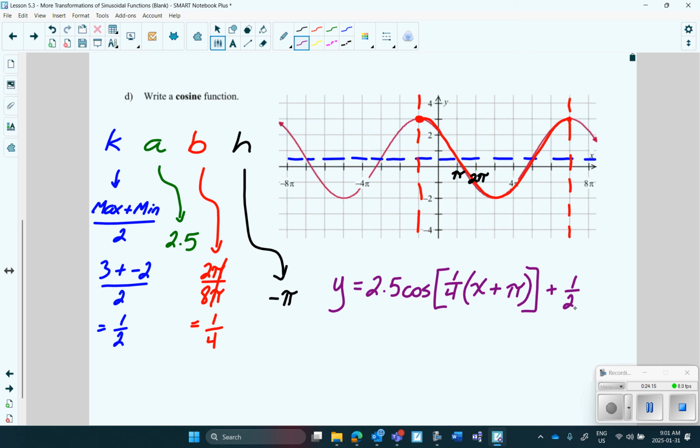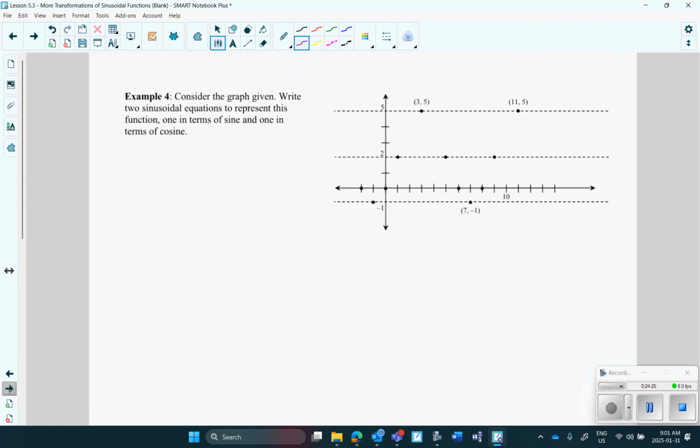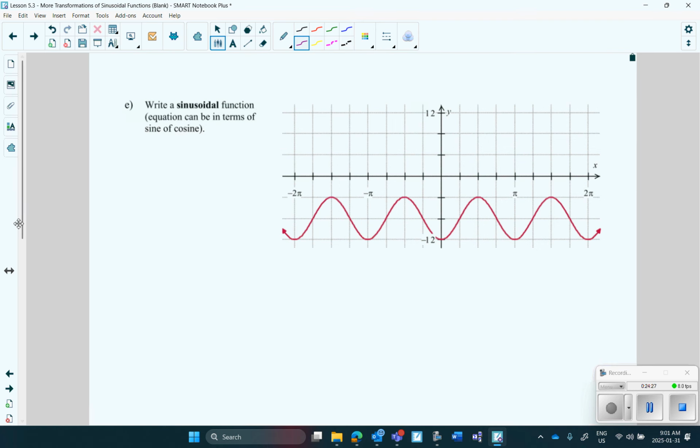Doing plenty of these is important because these come with practice. So I want to make sure you have plenty of practice with it. This next one, notice the instruction here says write a sinusoidal function. That means you can write sine or cosine. It's up to you.